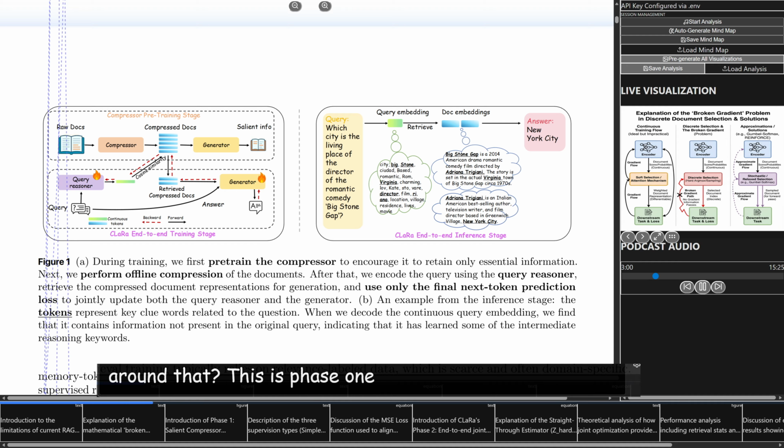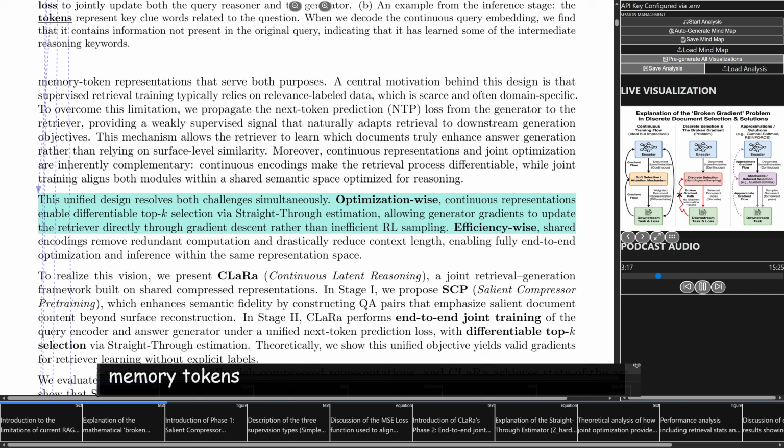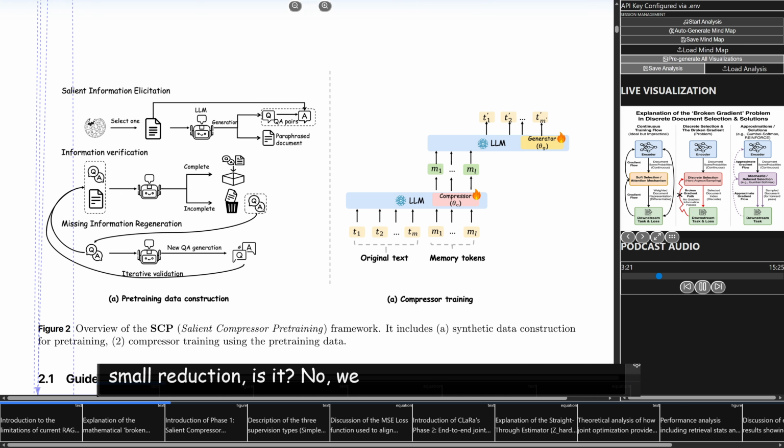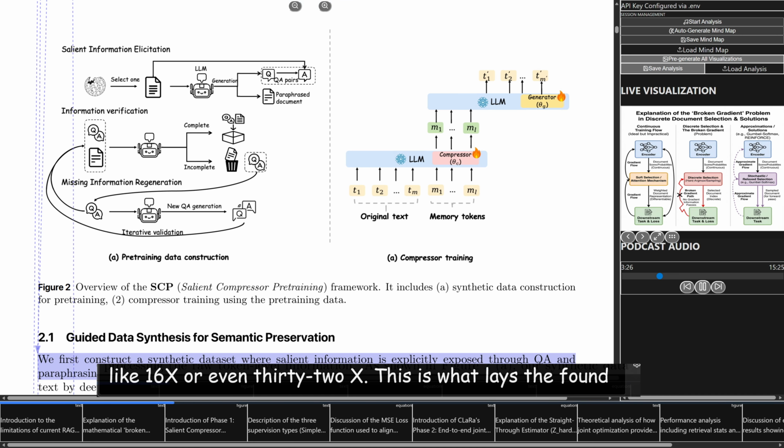This is phase 1, what they call salient compressor pre-training, or SCP. SCP, the cleanup crew. That's a great way to think of it. Its job is to take these long, raw documents and replace them with a set of really rich, highly compressed continuous vectors. They call them memory tokens. And this distillation process, it's not a small reduction, is it? No, we're talking about factors of like 16x or even 32x. This is what lays the foundation for that shared continuous space we need for the next step.